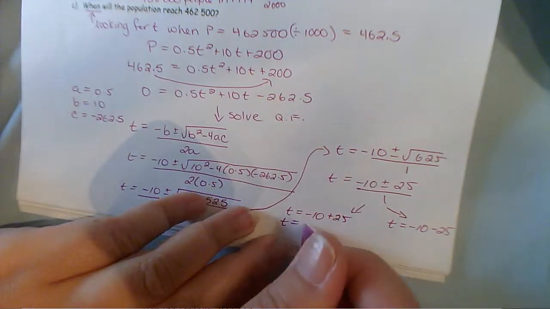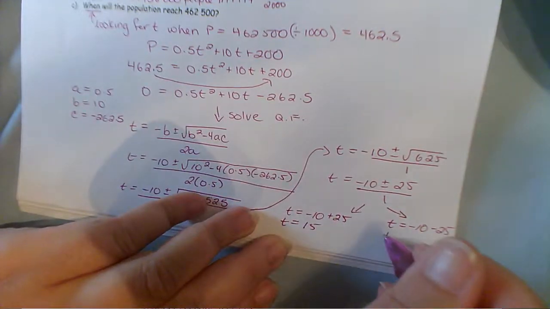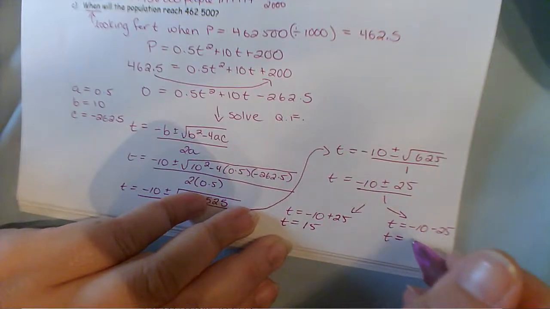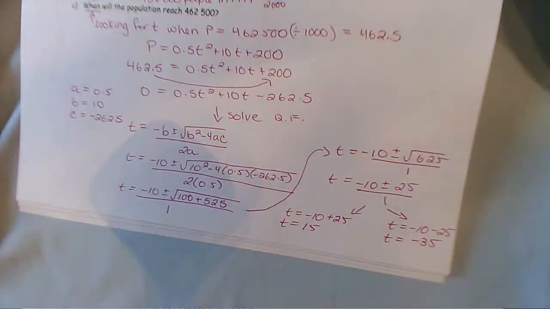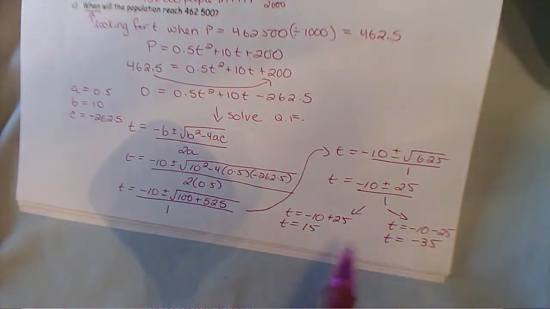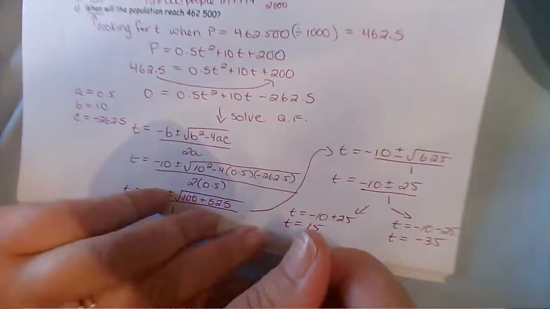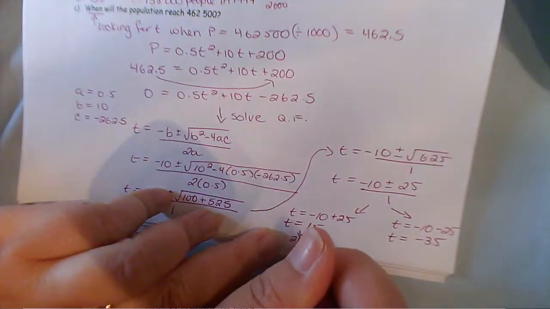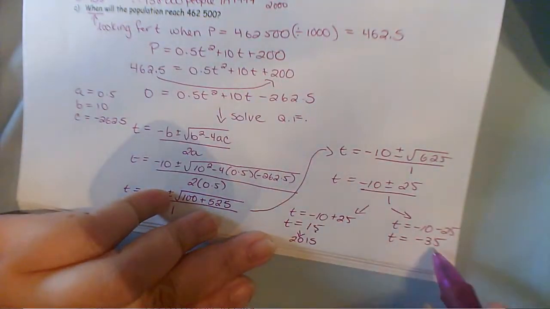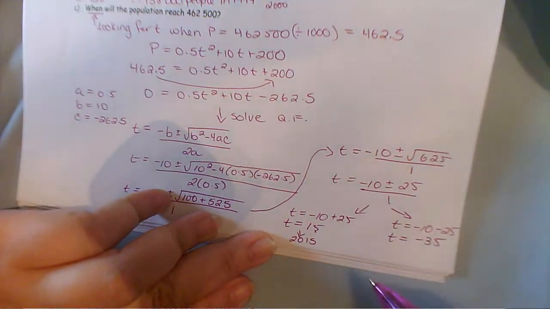So 25 minus 10 is 15. Negative 10 minus 25 is negative 35. So this question is now going to give us two answers, but do these both make sense? Remember, this is 15 years after 2000, so this is 2015. This means 35 years before 2000.